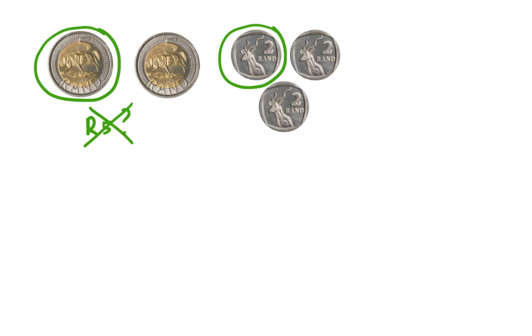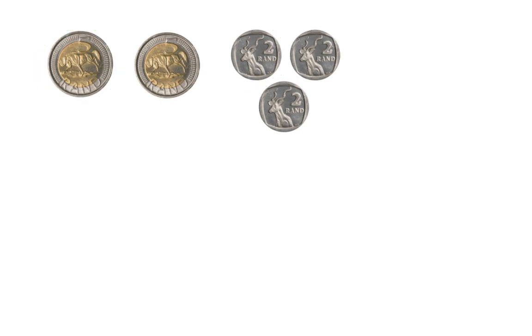The correct way of approaching this is to say that we have 2 5 rand coins, which means 2 times 5. And to this, we need to add the 3 2 rand coins that we have, which means we add 3 times 2. If we now simplify, this will be 10 rand plus another 6 rand. So in total, I actually have 16 rand.